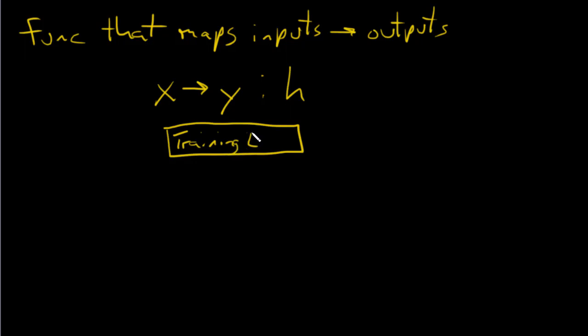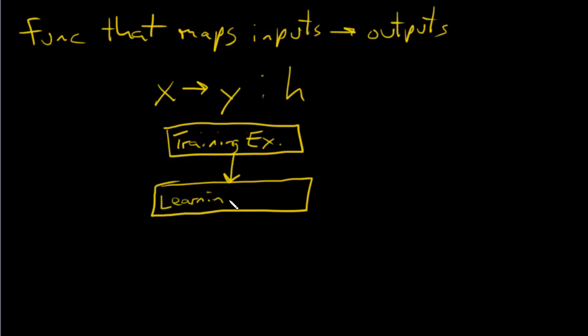And the way that this is going to flow is I will have a training example, and then I will feed that into some sort of learning algorithm. And then that will be used to develop my function h that will then accept as an input my x's, and it will output my outputs or my y's.